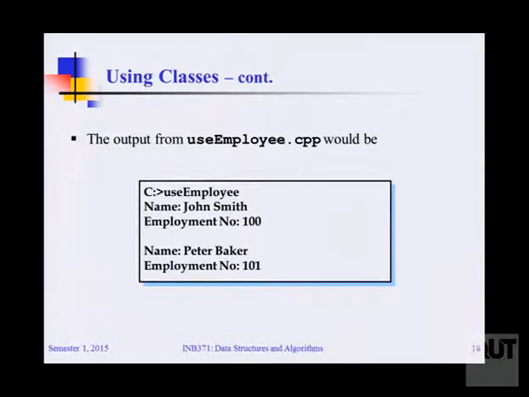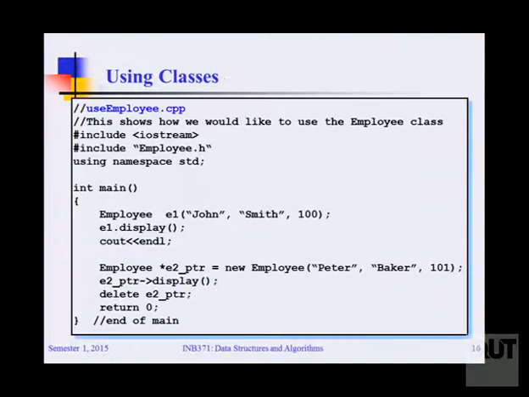This is the output from that program. Yes? To call a function using a pointer, you have to use the arrow and then call the function, instead of using the dot. Oh, that's a good point. I was supposed to mention that. Yes, there are different syntaxes. I was supposed to explain that, but I forgot. So the syntax would be different.